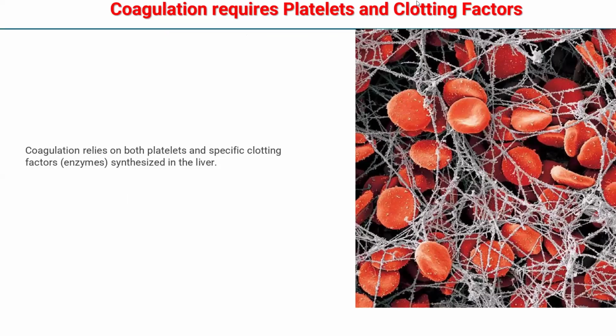Coagulation requires platelets and then clotting factors. Why? Because these clotting factors will seal the area and strengthen this plug more. So coagulation relies on both platelets and specific clotting factors or enzymes. Where are they made? In the liver. So if somebody has liver cirrhosis or anything, there will be a problem with the development of blood clotting factors, and the patient might have a problem with bleeding.